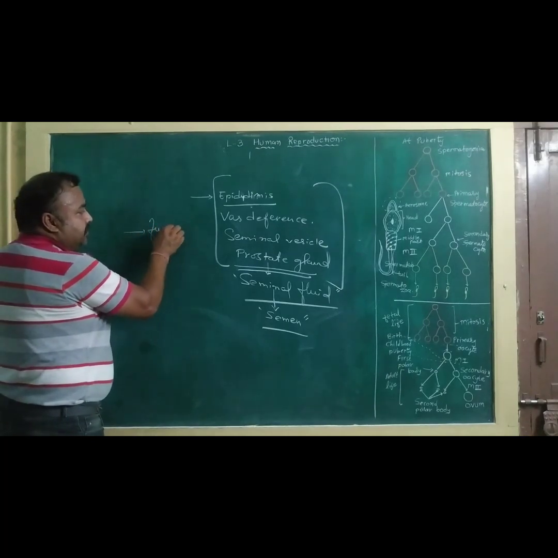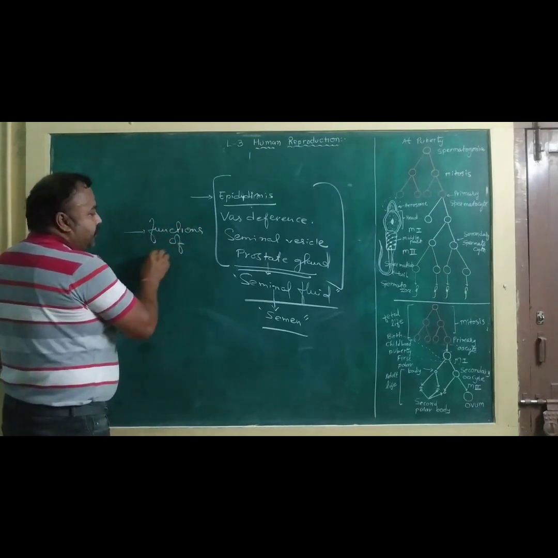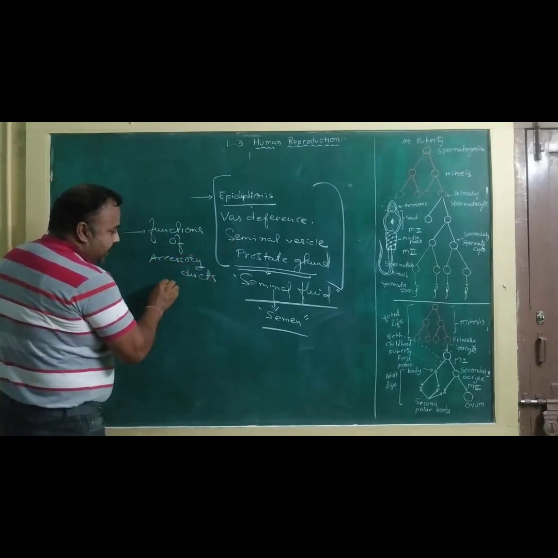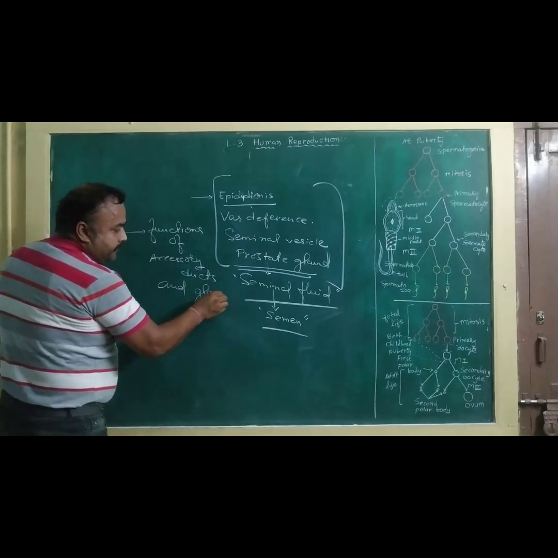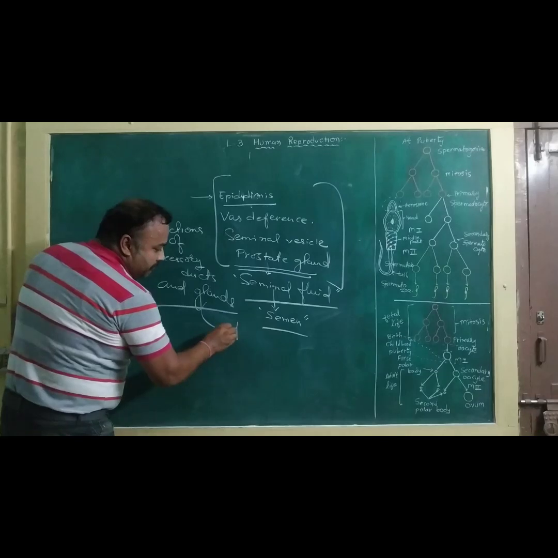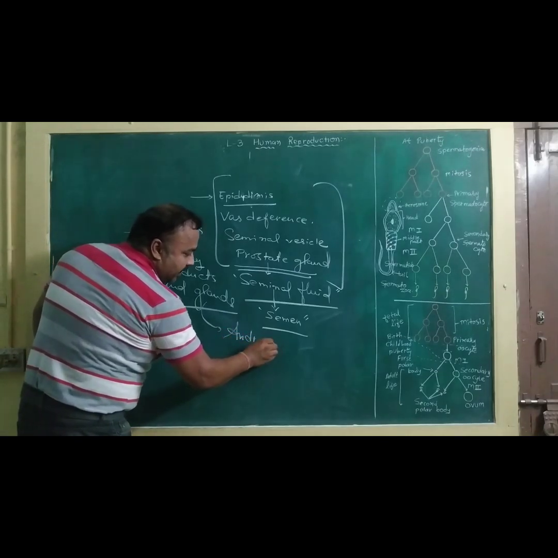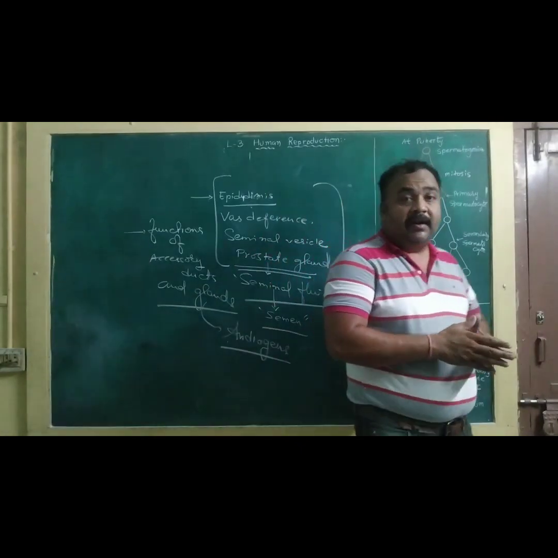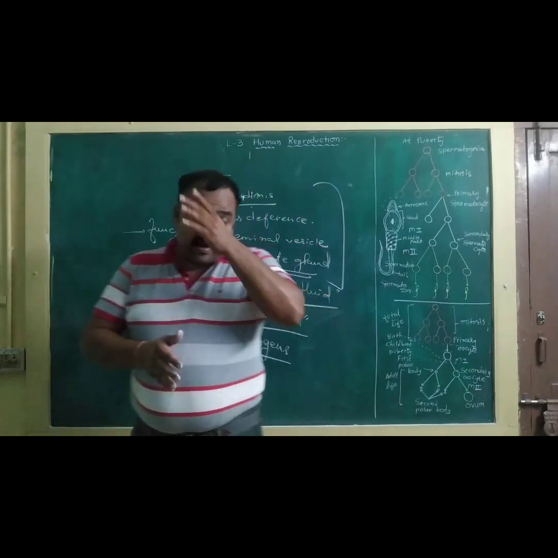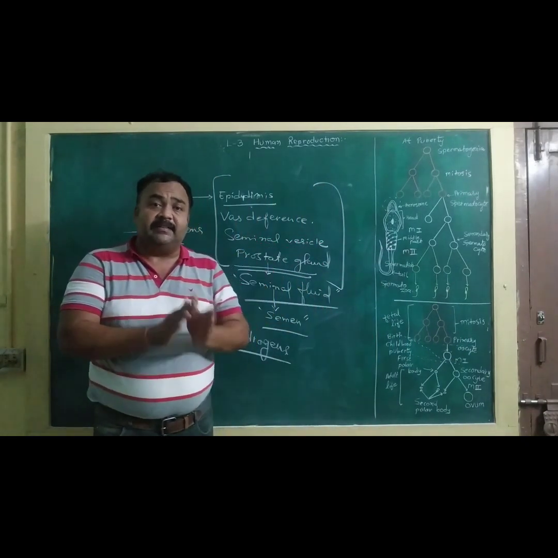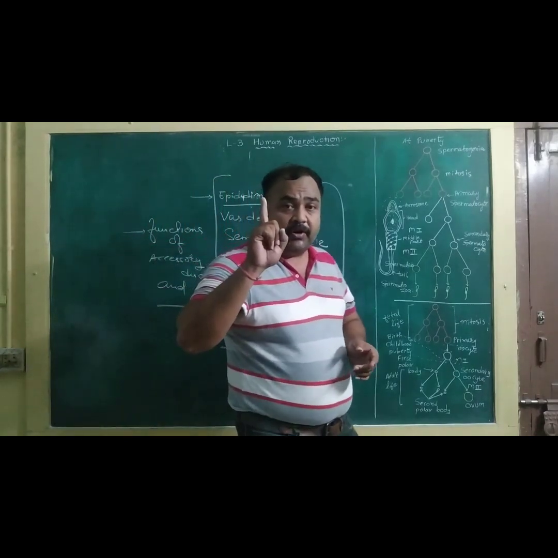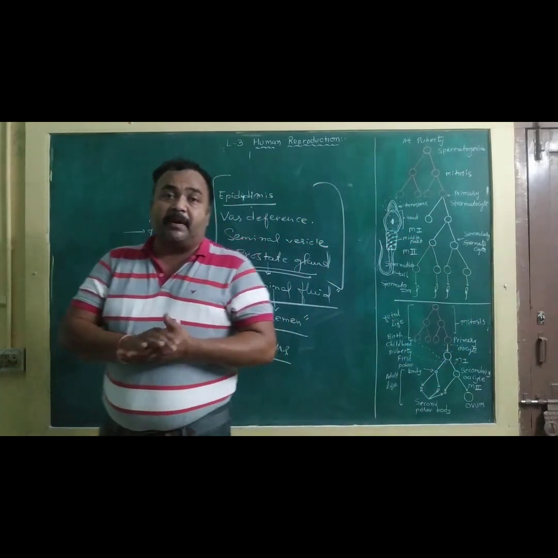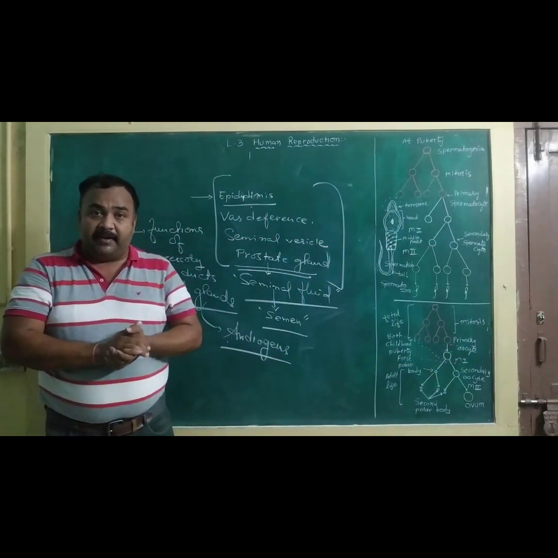The functions of accessory ducts and glands are maintained by male sex hormones known as androgens. So friends, in this lecture we have studied the process of spermatogenesis. As we have studied, the process of spermatogenesis is divided into two phases: the formation of spermatids and spermiogenesis. Now, the process of spermatogenesis starts at the time of puberty.